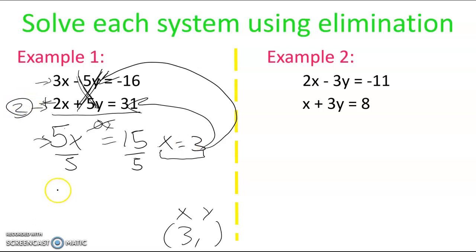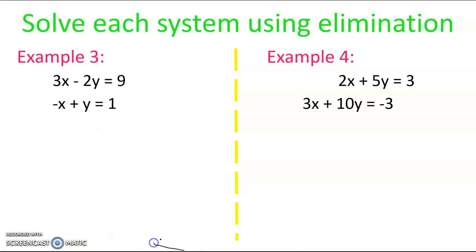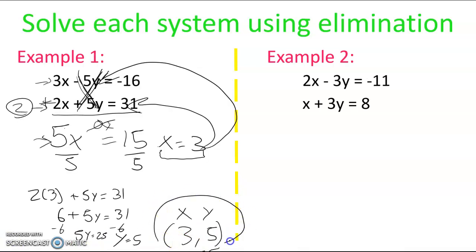So I'm going to plug the 3 in for x. So it's 2 times 3 plus 5y is equal to 31. Again, we're just trying to solve for y. 2 times 3 is 6, plus 5y is equal to 31. I'm solving for y, so I need to get y by itself. I subtract the 6 on both sides and get 5y is equal to 25. I divide by 5 on both sides, and y is equal to 5. And that is our final answer right there.